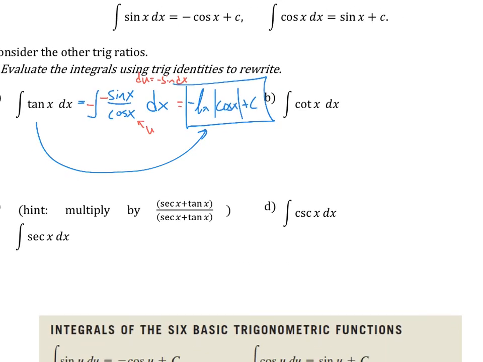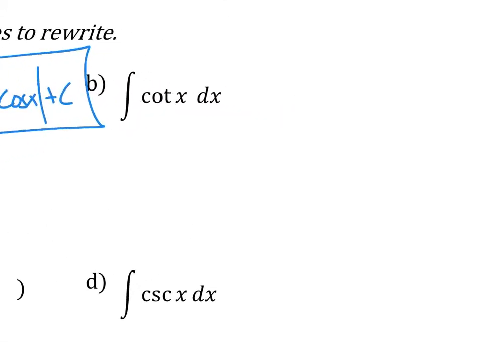Cotangent, why don't you pause real quick and try cotangent? Same idea. What happens if we get cotangent? Pause it, see if you can find it.